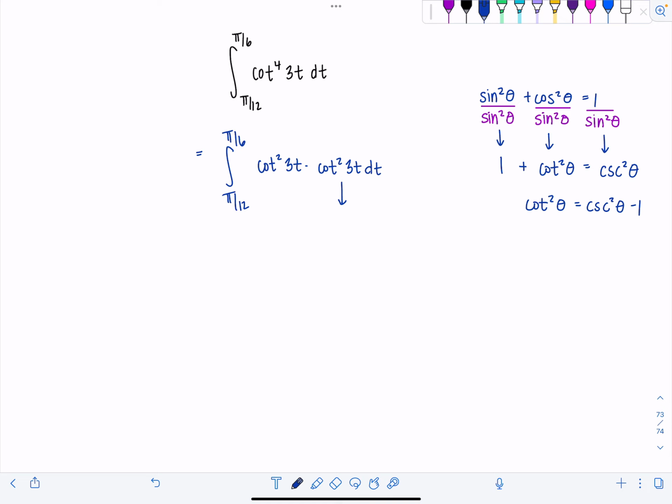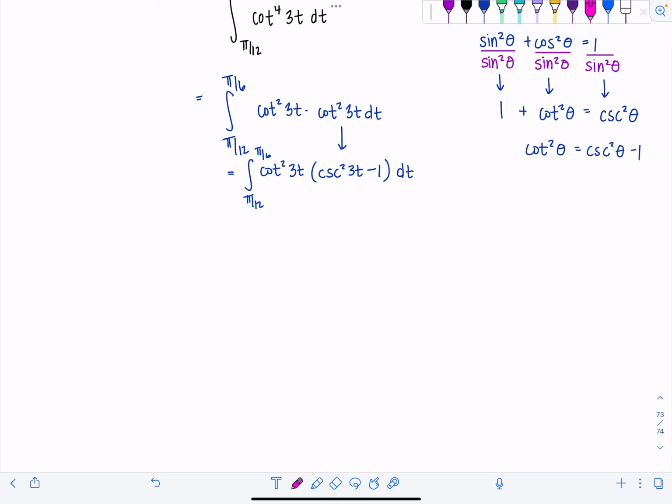So that's what I'm going to replace that with right here. But be careful, it's cosecant squared 3t minus 1 dt. And then make sure you're not skipping anything. Write the whole integral out. Woo, a little squished. Okay, what to do now?